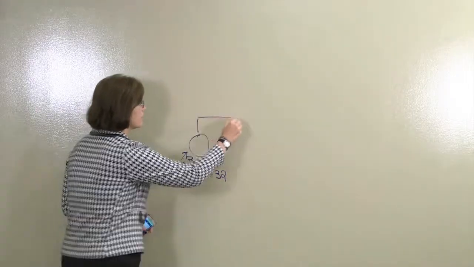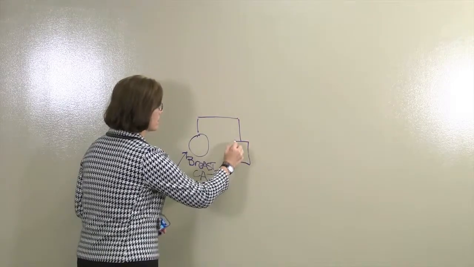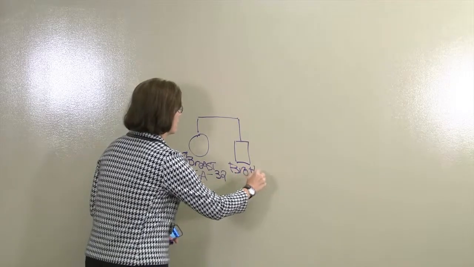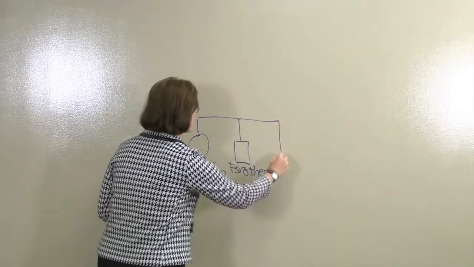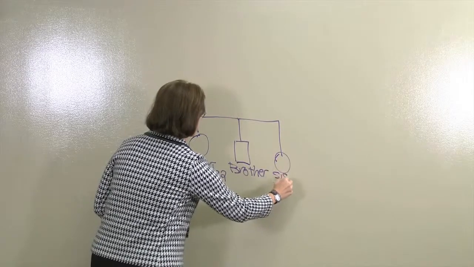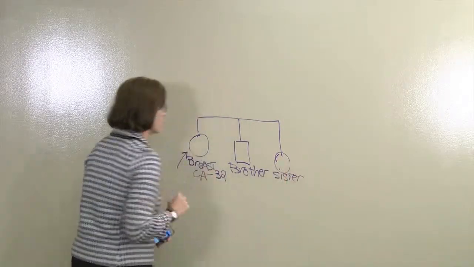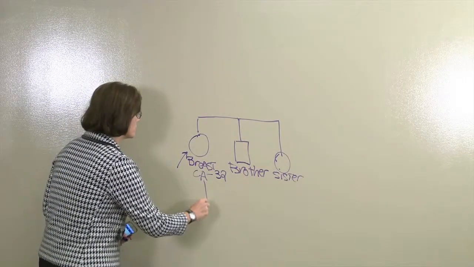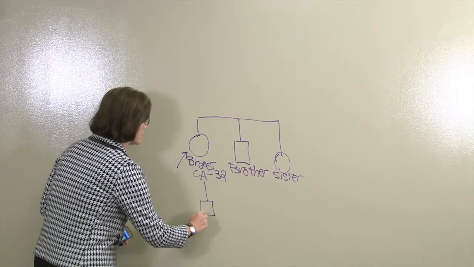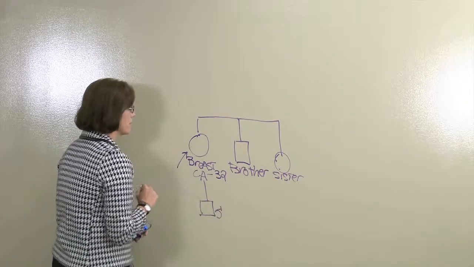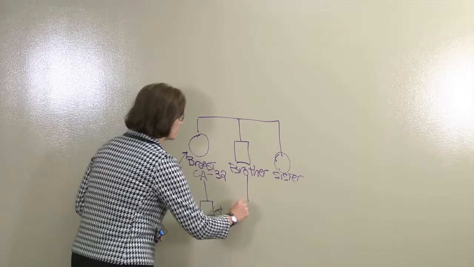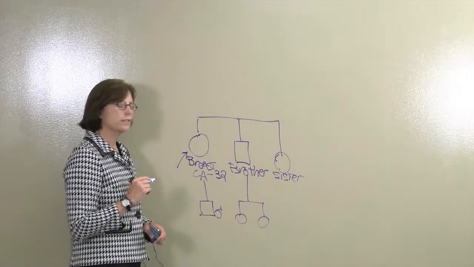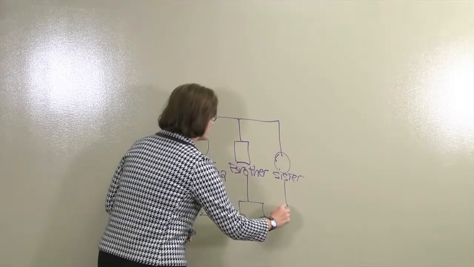And she has a brother, which we draw on the same line. And she has one sister. People listed below us are our children. So this woman has one son. And let's say he's 5 years of age. And her brother has 2 children, 2 girls. And her sister has 1 son.